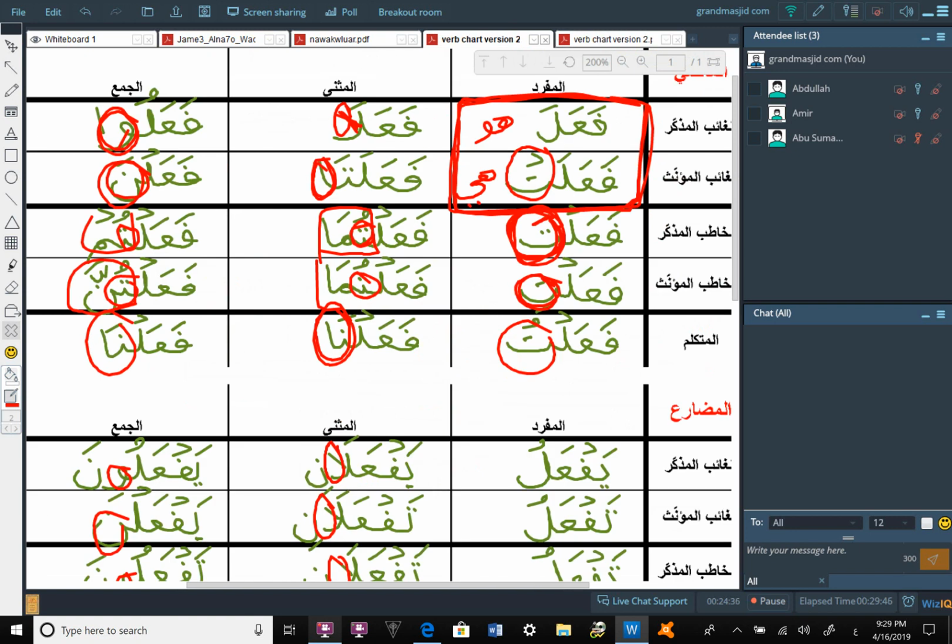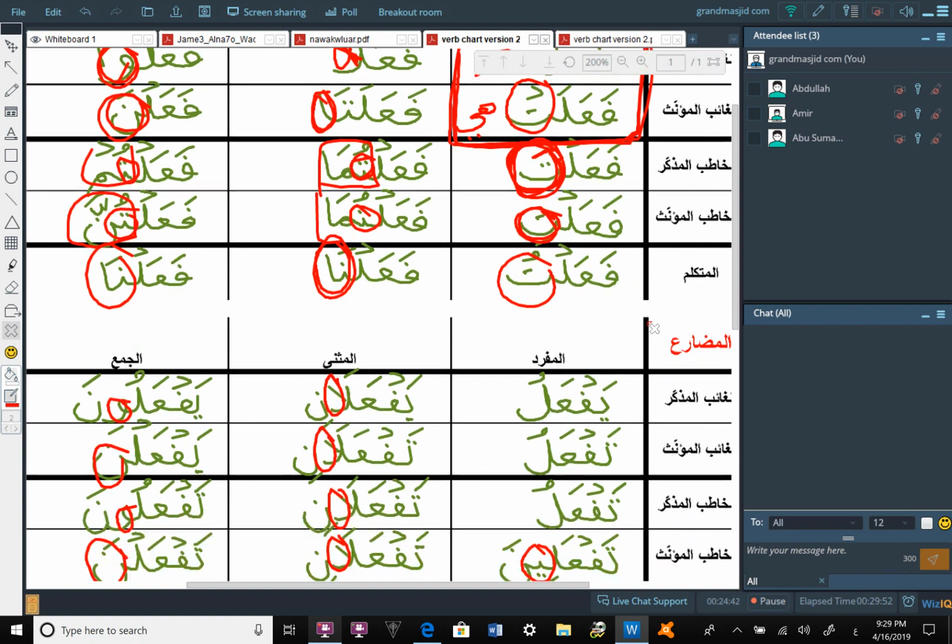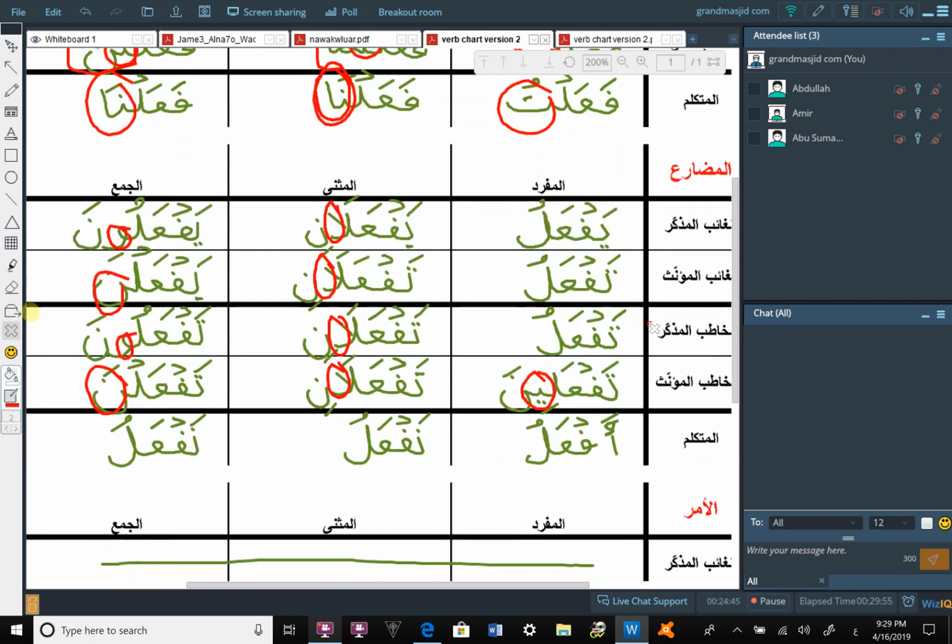Anaytu. Now, if we look at here, we're in the present tense verb, so let me scroll up. In our present tense, we have ya, right? We have ta, and noon, right? Then the alif and the noon and the noon. Right. So now we go here.